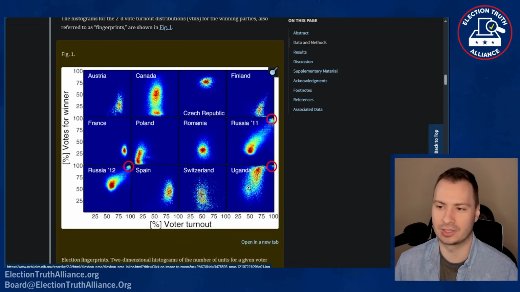And in Uganda, we see a significant amount of votes actually shifted up and to the right, which is interesting. Then a spike sitting at almost 100% turnout. And so this is interesting.